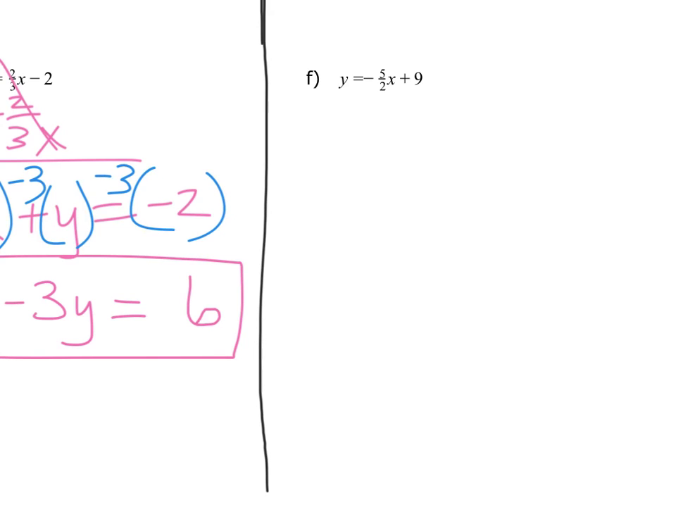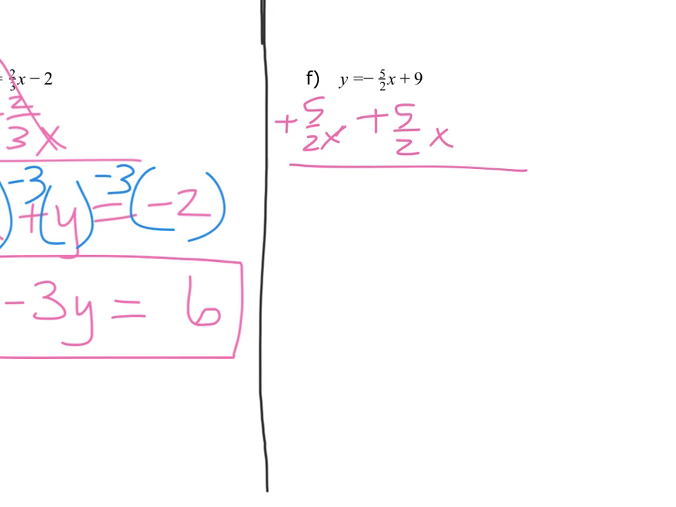All right. So to move that negative 5 halves x to the left side with y, what do I need to do? What's the inverse? Well, we are subtracting, right? Because it's negative 5 halves x. So the inverse is to add. So I'm going to add 5 halves x to both sides.